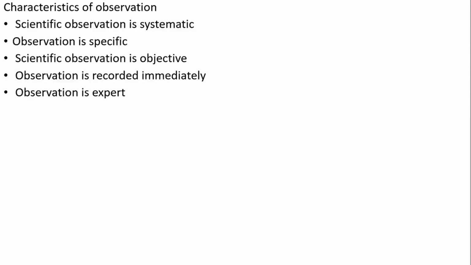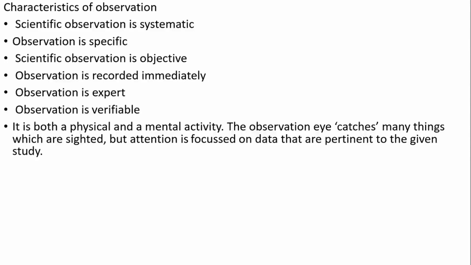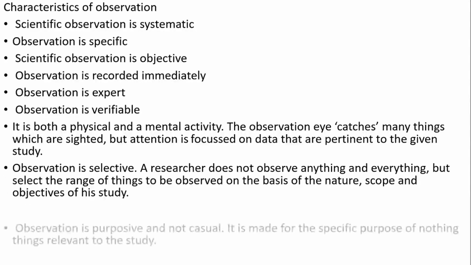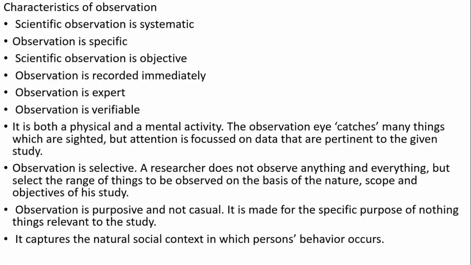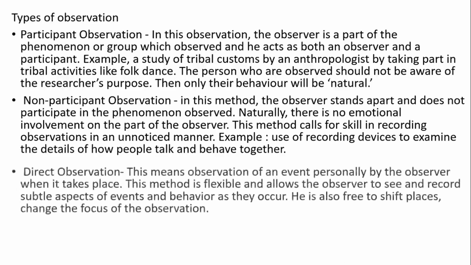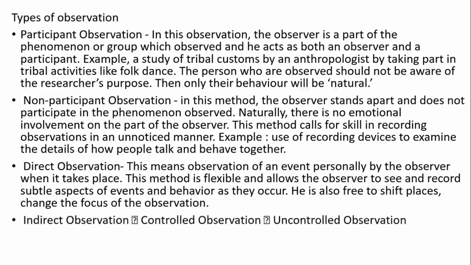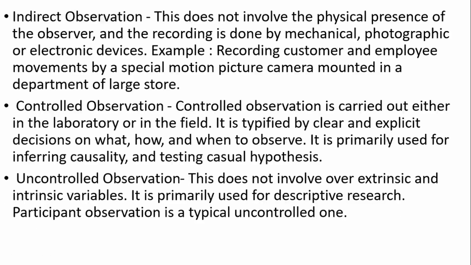Observation should be done by an expert person. It is variable. It has both a physical and mental activity. It is selective and purposive and not casual. It captures natural social context. Types of observation are participant observation, non-participant observation, direct observation and indirect observation. Indirect observation is again divided into controlled observation and uncontrolled observation.